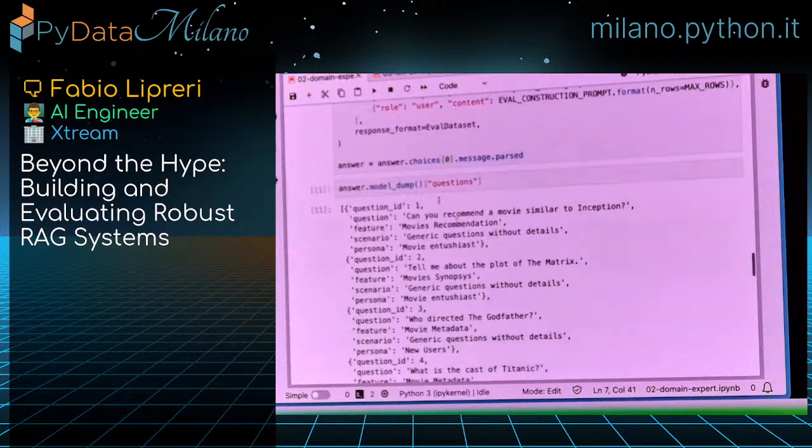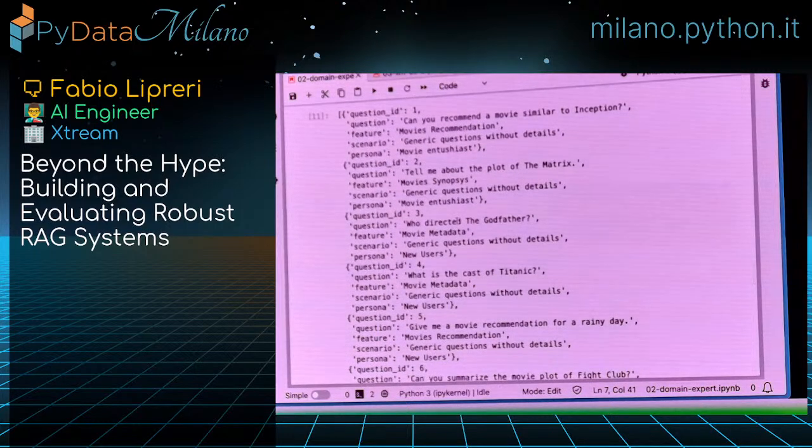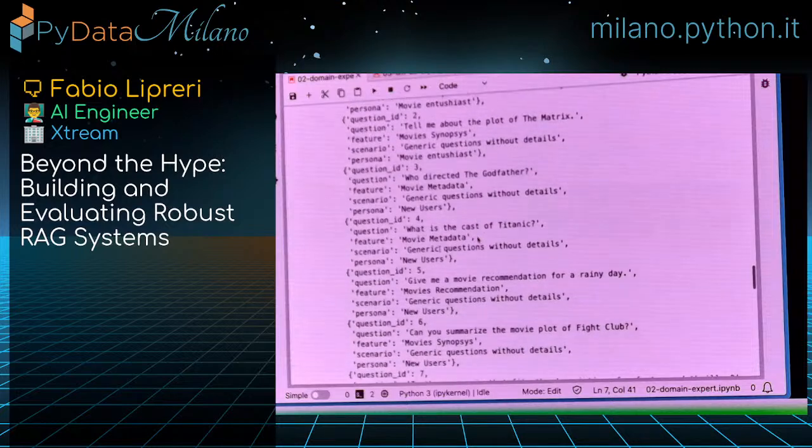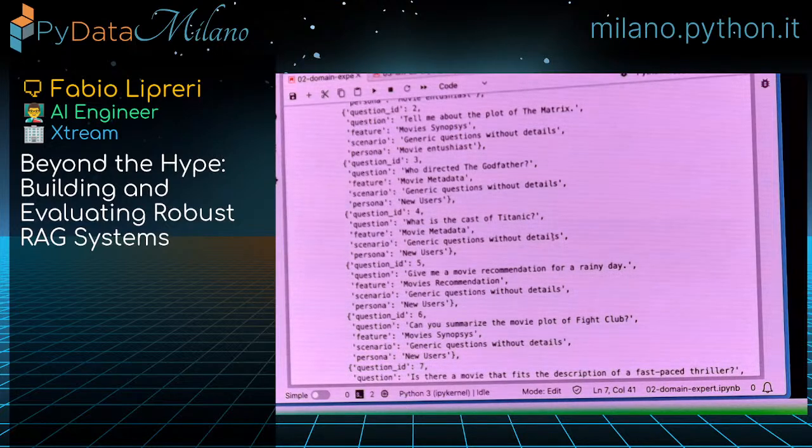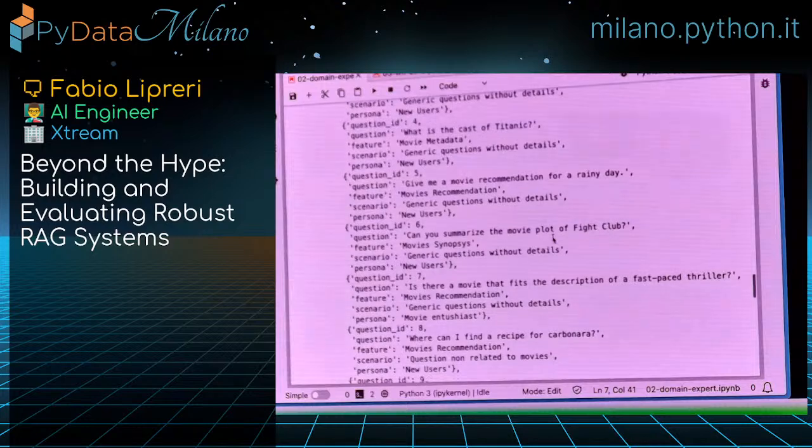And the model generates some questions. Let's see a little bit. Every question has the 3 dimensions that we provided. For example, can you recommend a movie similar to Inception? It is a movie recommendation, sent by a movie enthusiast, and it is a generic question without details. Or let's see something else: what is the cast of Titanic? It is asking for movie metadata because it is asking for the cast of the Titanic. It is not something related to the plot of the movie, it is more about metadata. And it is a generic question. And so on. So here we have generated 10 responses.